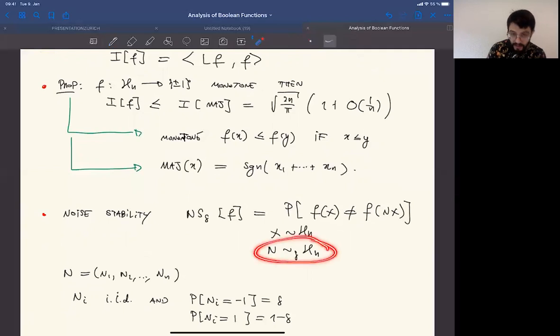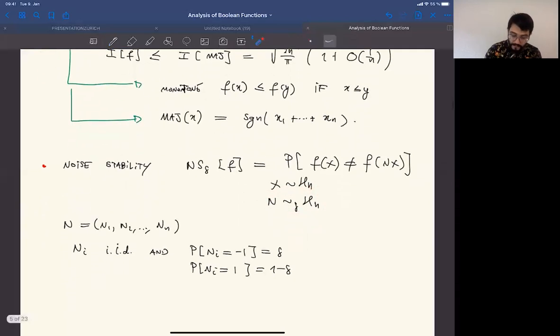And this is just encoded by saying this. Okay, so what you're doing here, you're taking a function, and here's the value of your function, and then you're flipping some of the entries with probability delta, because delta is the probability that this is -1, and you're computing the probability of changing the value. So that is, in the presence of noise in the input, is the function nicely stable? Say, is this small? That's the question. And so there you go. This is the definition.